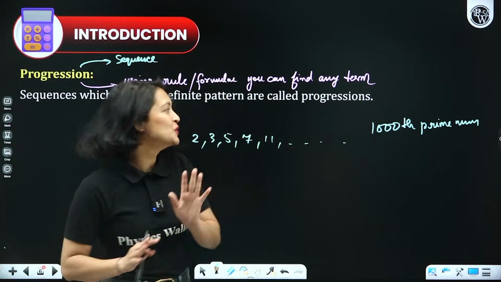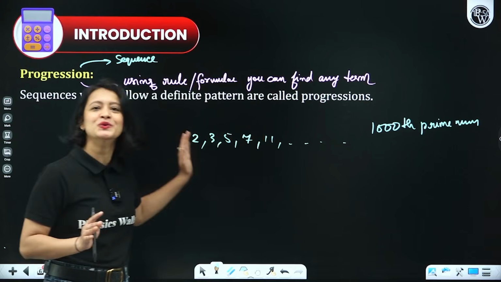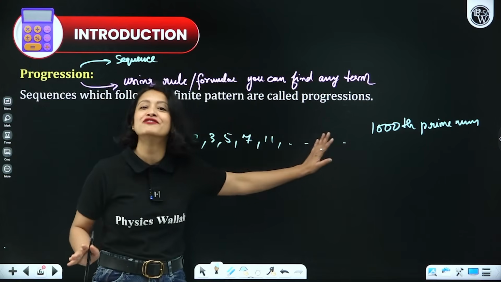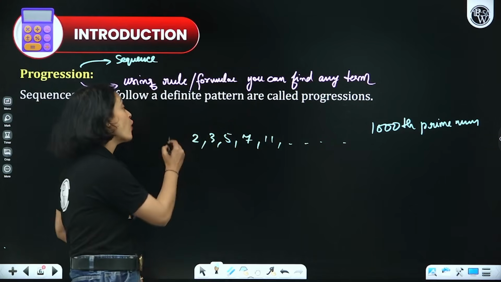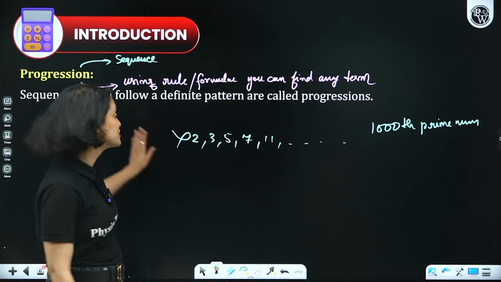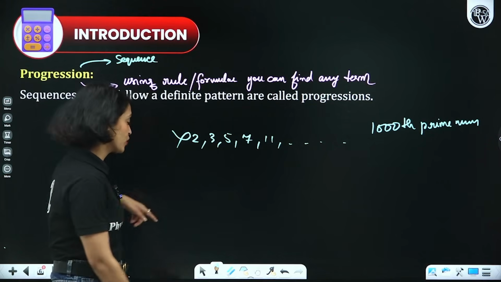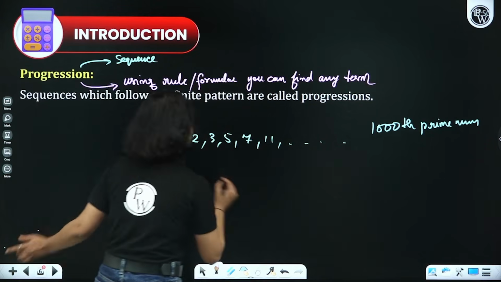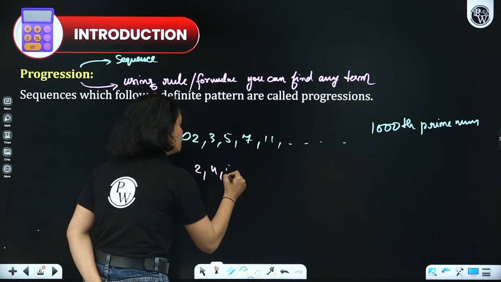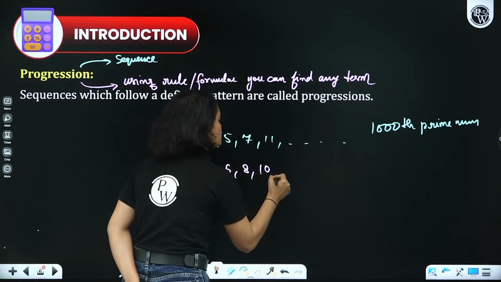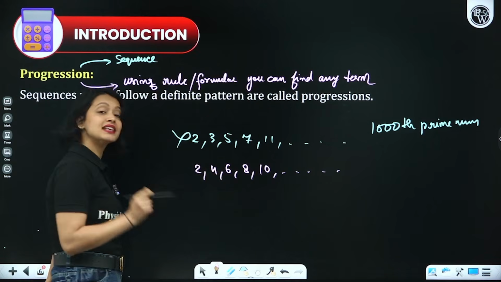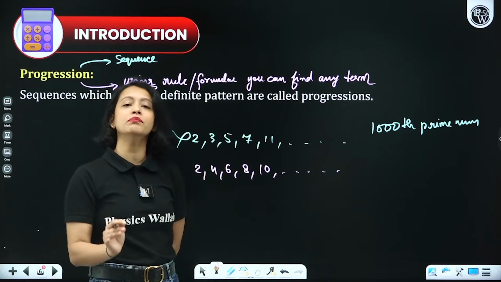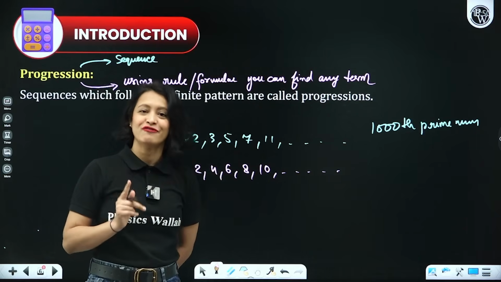Got it? So you don't have any rule using which you can find the nth term of this sequence. So this is not a progression. Understood? So this here, not a progression. But if I write something like this, 2, 4, 6, 8, 10 and so on and so forth.